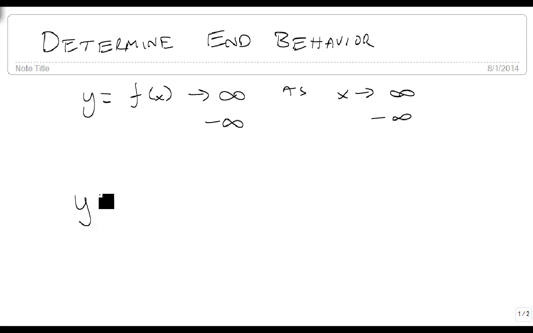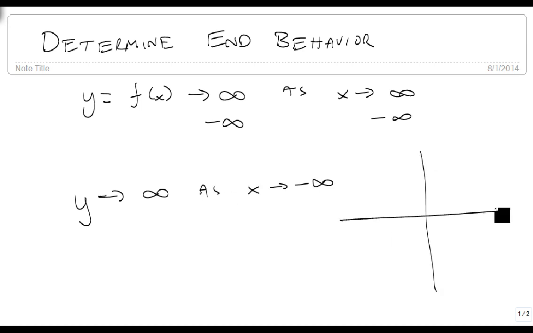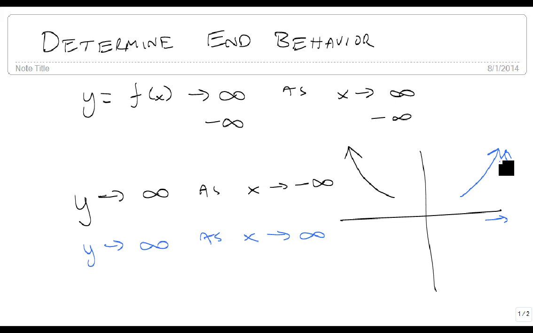So if I write y approaches infinity as x approaches negative infinity, this is what it means. If I'm looking at my graph, it means that on this side, as x approaches negative infinity, y is going up, so my graph is doing this. But if I write y is approaching infinity as x approaches infinity, then here's my x approaching infinity, here's my y approaching infinity, and my graph is doing this. So it's a shorthand notation way of writing what y is doing as x is doing something.